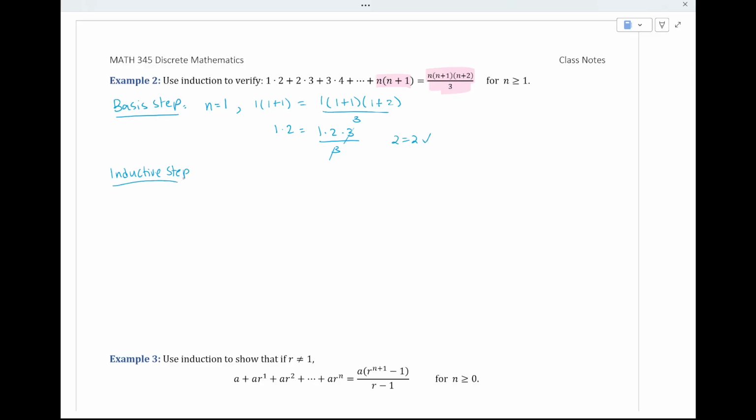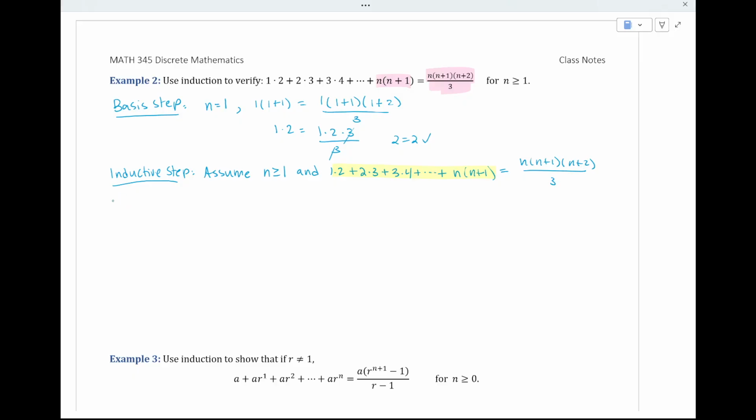Inductive step. I'm going to assume that n is greater than or equal to 1, and I'm rewriting my equation here. 1 times 2 plus 2 times 3 plus 3 times 4 plus dot dot dot plus n times n plus 1 is equal to n times n plus 1 times n plus 2 over 3. And this is my inductive hypothesis. So I'm going to highlight this. I'm going to be looking for that guy.